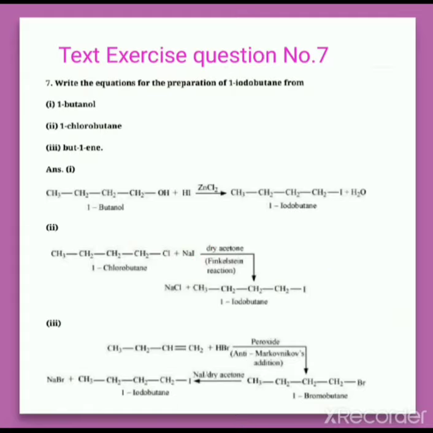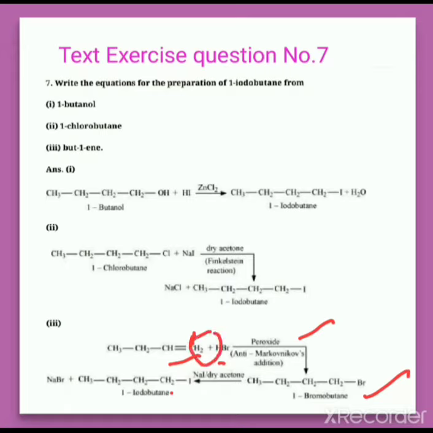Third one, but-1-ene. That means our reactant is butene and we need to produce an iodo product. So what can we use here? We can use HBr in the presence of peroxide. By using the anti-Markovnikov rule, we get this product. Now why are we using the anti-Markovnikov rule? Because we want the halogen at the terminal carbon atom. Then only we'll get 1-iodobutane.